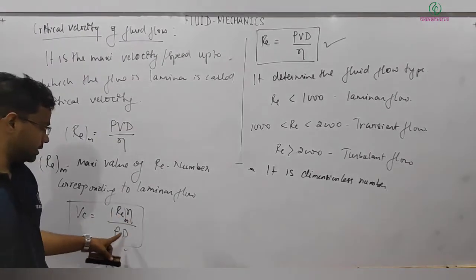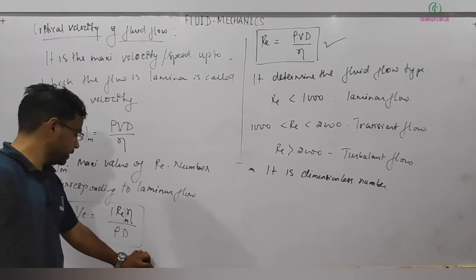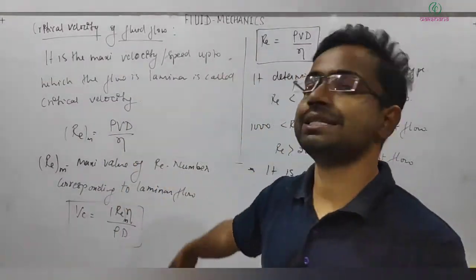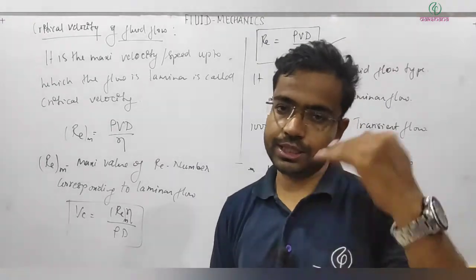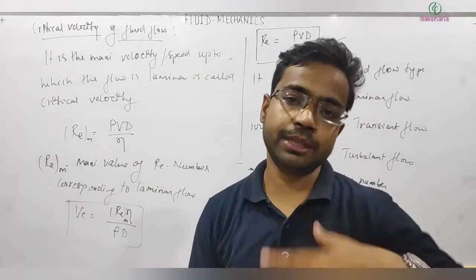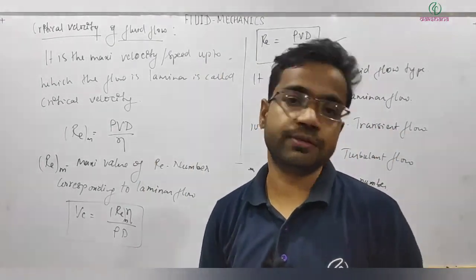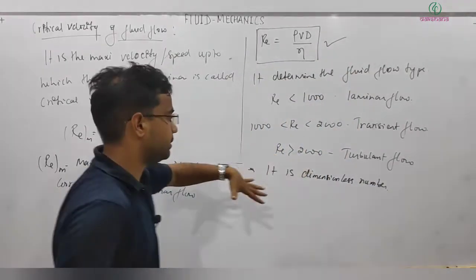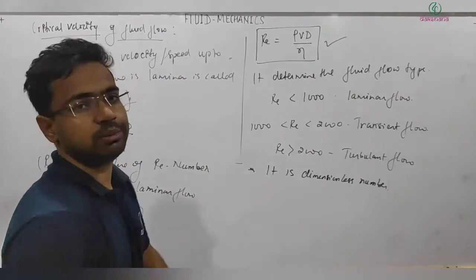Substitute these values and you will get the corresponding critical velocity. For velocity less than this, the flow will be laminar. For velocity above it, the flow will tend towards turbulent. And exactly if you substitute this value, then beyond that value it will be turbulent flow.